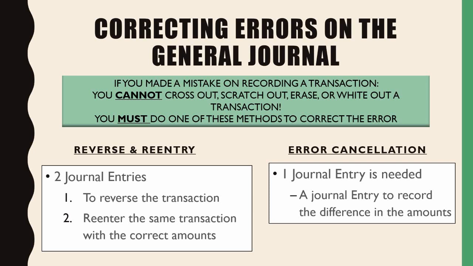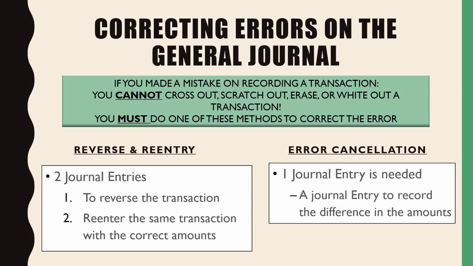So in this case, there are two ways that you can correct an entry, right? You can use the reverse and reentry, or you can use the error cancellation, okay? The reverse and reentry is straightforward. What you're going to do is reverse the transaction, and then enter another journal with the correct amount. This is the safest way to do it because, again, it allows you to backtrack your transaction, undo the transaction, right, physically, and then it allows you to re-enter it again with the correct amount.